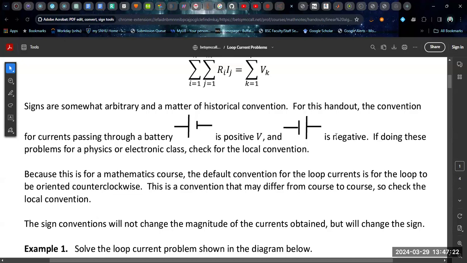Now, the only difference this is going to make when we actually solve the problem is in the sign of your solutions. So if it turns out that this convention is inconsistent with your class, like with the physics department, just flip all the signs of your currents. It's not going to make any difference in terms of the magnitude of your solutions. It's only going to determine the direction of current flow. We're just going to adopt this convention because in linear algebra, it doesn't matter. But again, if you're doing this for a physics or electronics class, check for the convention that's used in your course.